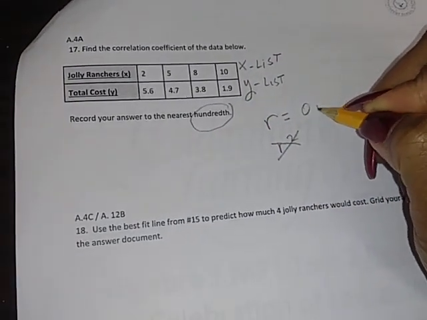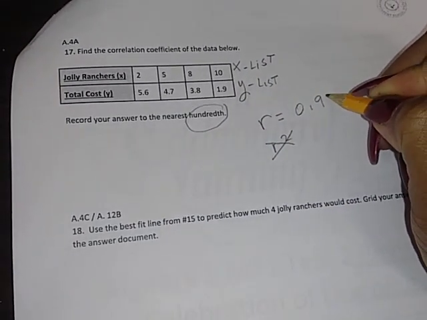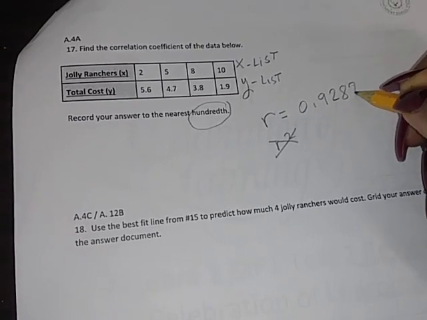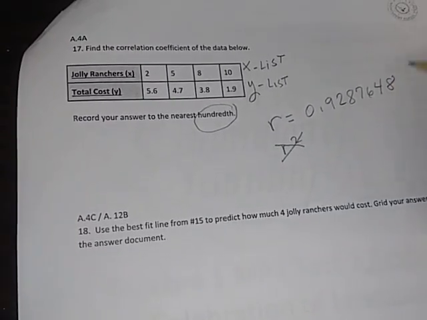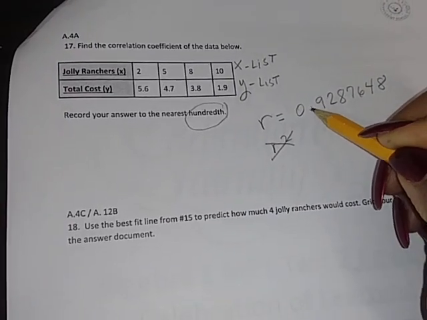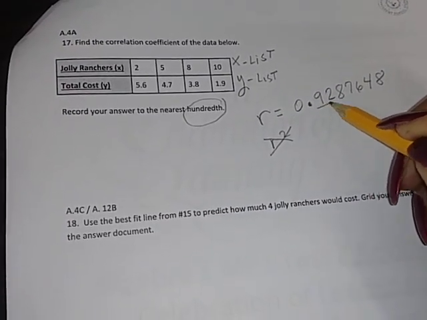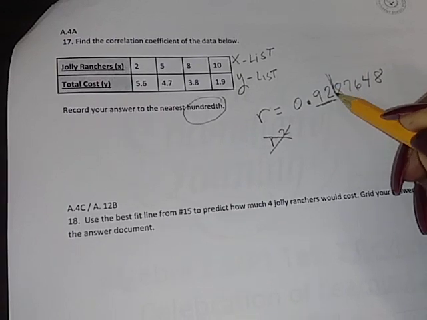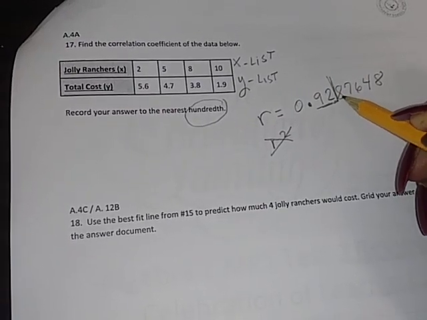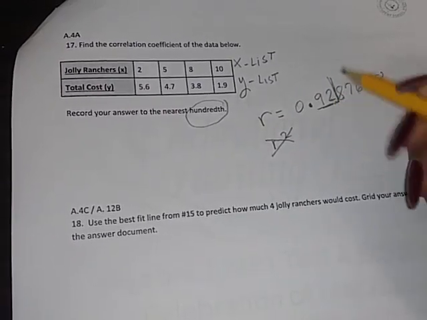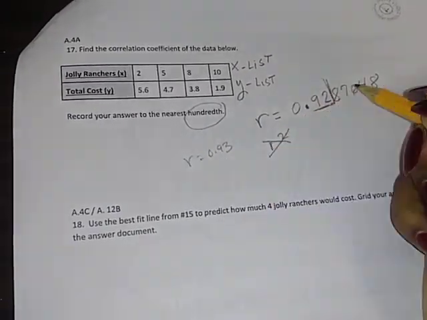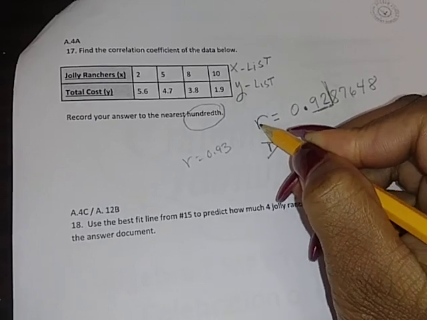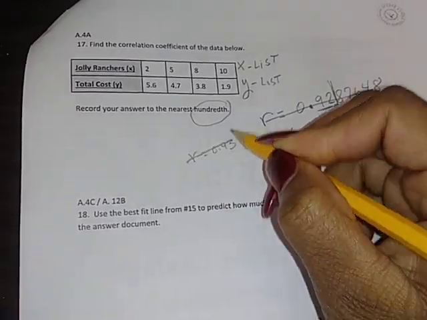So 0.9287648. When you round to the nearest hundredth, you would stop here, and because 8 is 5 or bigger, that becomes 93. So your answer would be 0.93. Now that's just an example, okay, so this is not the answer to this question.